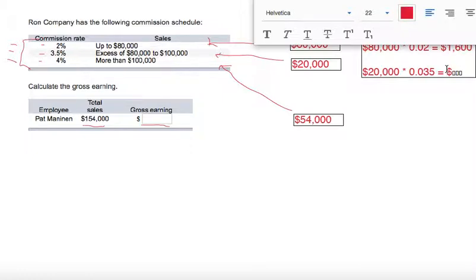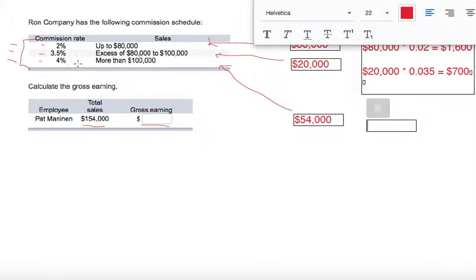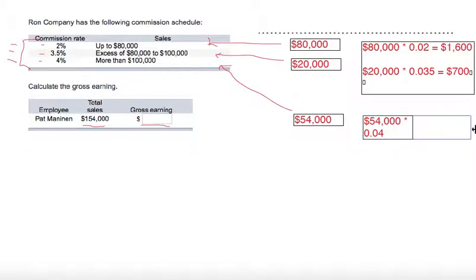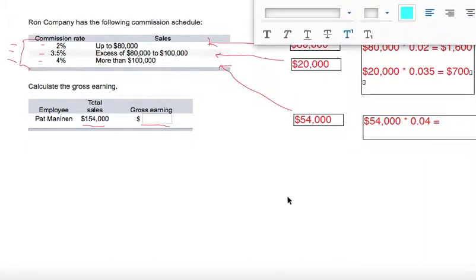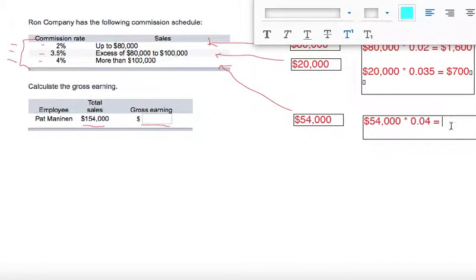Oh, can't copy and paste with this computer. 700. And then for this final one down here, we had $54,000. That was more than $100,000 in sales. So we get to claim 4% commission there. So we'll multiply that by 0.04 like we did in the previous chapters. So 54,000 times 0.04 gives us 2,160.